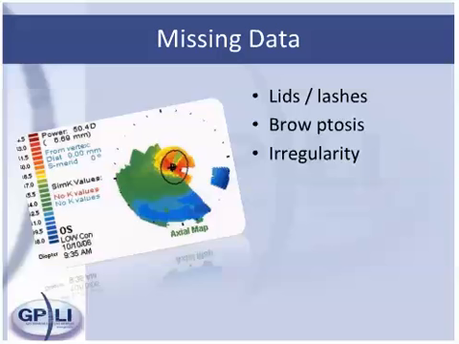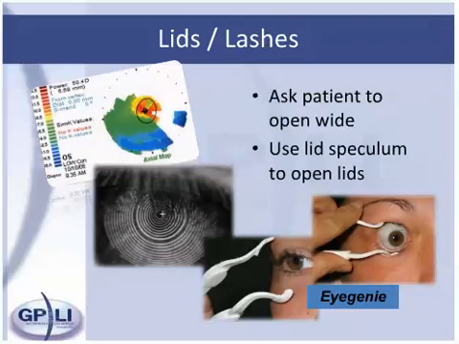When there is missing data, it may also be due to lids and lashes, a brow ptosis, or high corneal irregularity. Look at the raw data image. If you see lids and lashes over the cornea, ask the patient to open their eyes wider or use a lid speculum to open the lids. In areas where the lids and lashes are over the placido image, you will not get image data capture.